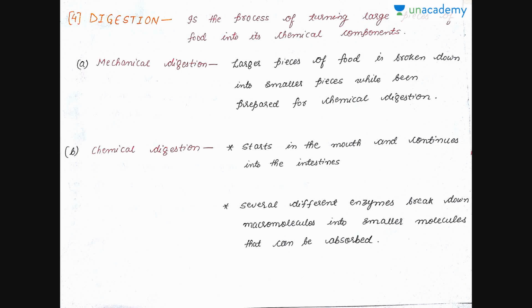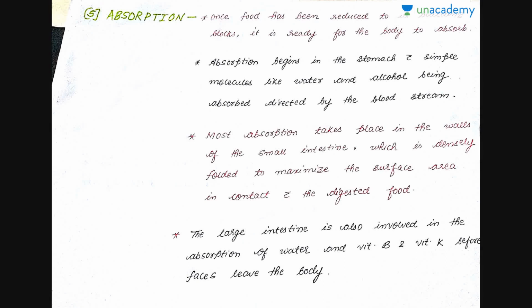After digestion of food, the absorption takes place. This is very important, as here the absorption of nutrients like protein, carbohydrate, etc. takes place, which provides energy to the body. Once the food has been reduced to its building blocks, it is ready for the body to absorb. Absorption begins in the stomach with small molecules like water and alcohol being absorbed directly into the bloodstream.